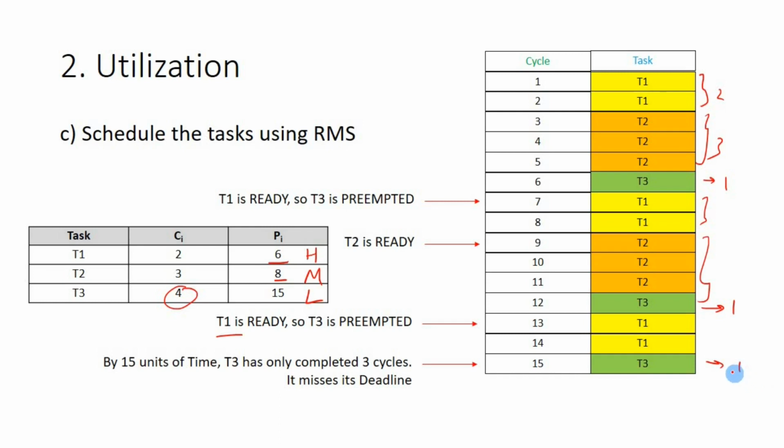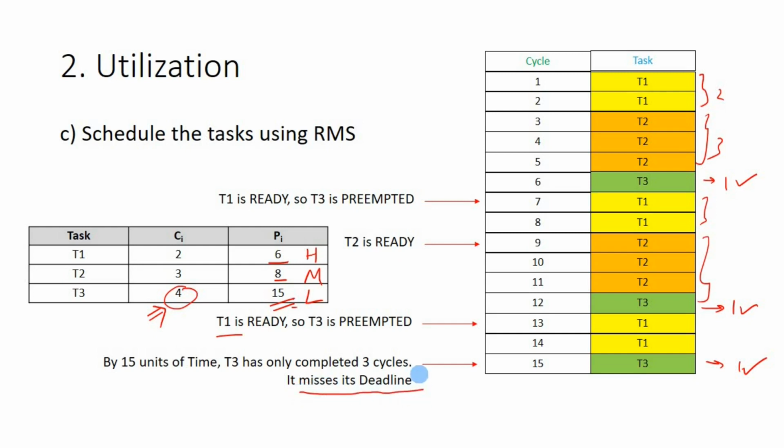But by then, that is the end of the deadline or the period for task 3, because the deadline for task 3 was 15. So by the end of the 15th cycle, I've only done 1, 2 and 3 units of task 3, whereas task 3 is supposed to have 4 units of computation time before its deadline. So you can see that it misses its deadline.